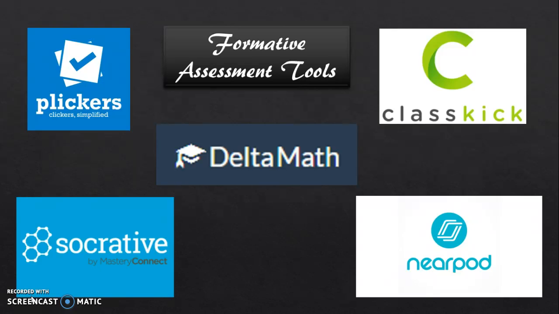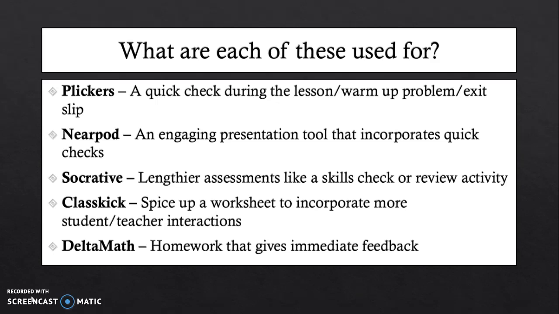So to start, these are the formative assessment tools that I'll be talking about. Plickers, Delta Math, ClassKick, Socrative, and Nearpod. All of these have different uses in the classroom. Plickers is great for a quick check during the lesson, whether it's a warm-up, exit slip, or a quick check in the middle of the lesson to make sure that students are paying attention. I think that Plickers is a great tool just to use for something very quickly.